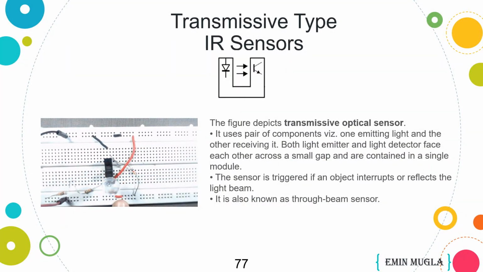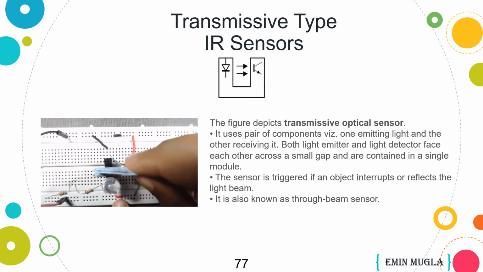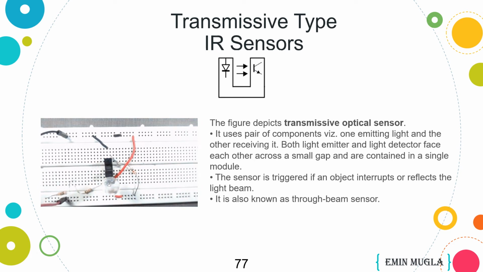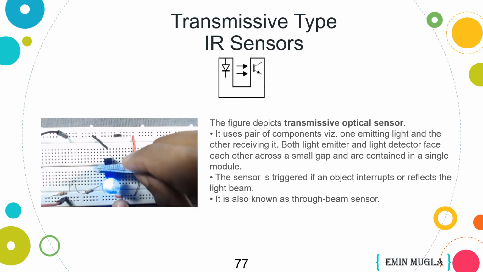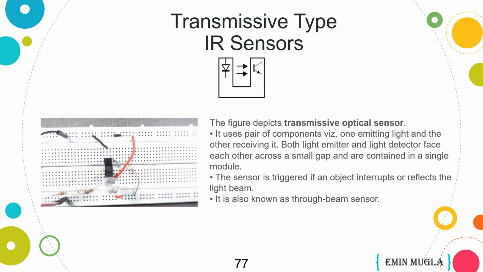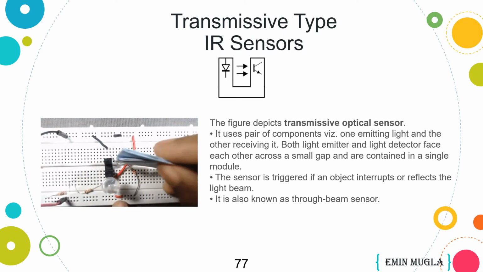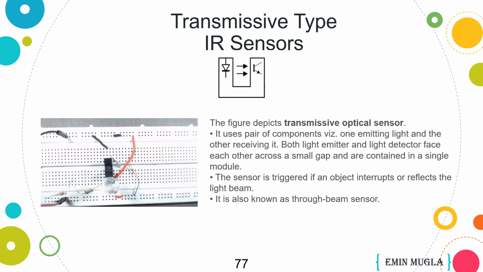Transmissive type IR sensors. As we see in the figure, this is a transmissive optical sensor, which is also an IR sensor. It uses a pair of components, one emitting light and the other receiving. Both the light emitter and the light detector face each other across a small gap and are contained in a single module. The sensor is triggered if any object interrupts or reflects the light beam. It's also known as a through-beam sensor. As you see, they put the paper inside the gap and it turns on.